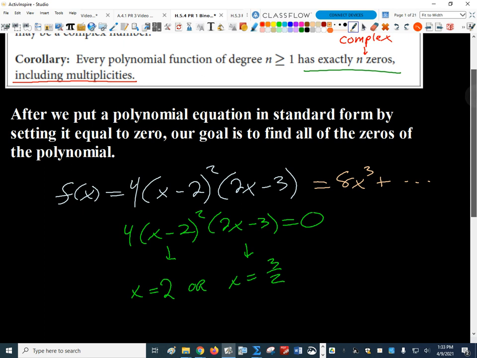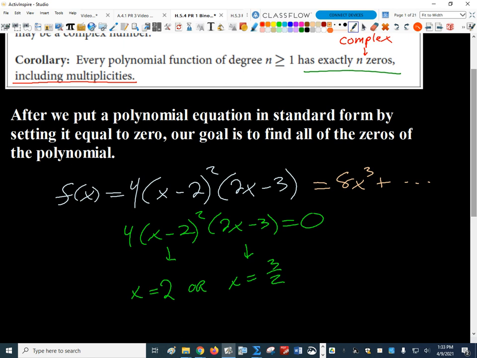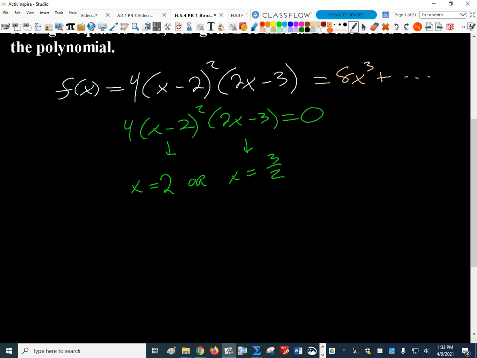Notice that in the fundamental theorem up here, it tells us that this is true, including multiplicities. Well, because this factor is squared, it's telling us that this zero right here has a multiplicity of 2. So it counts as 2. And then if we count up the zeros, we get 1, 2, 3. We got it, right? Agreed?